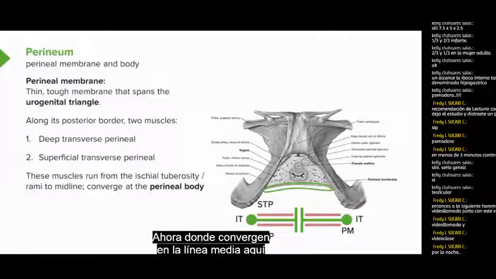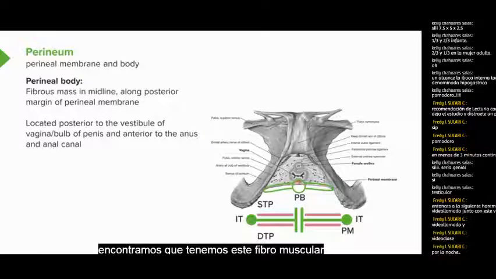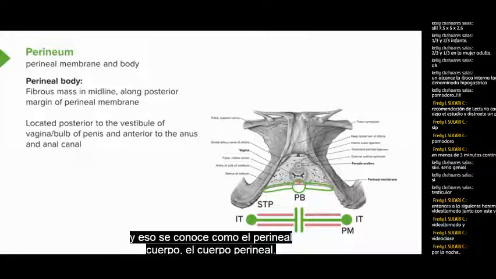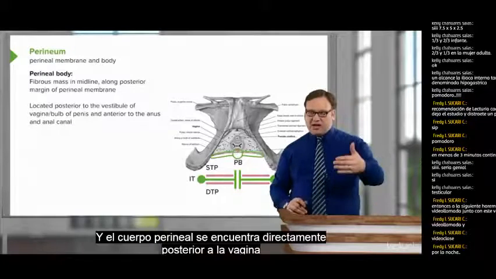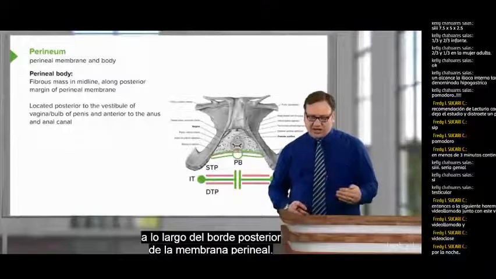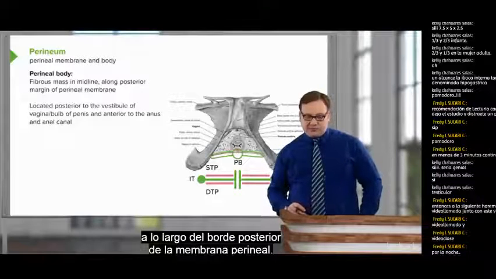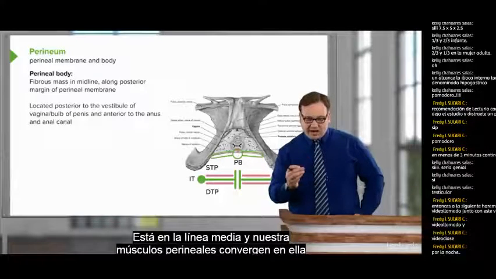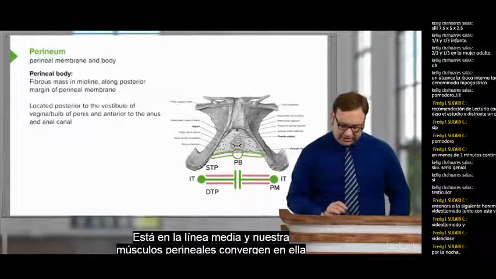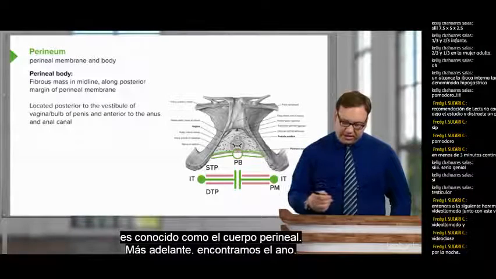Now, where they converge in the midline here, we find we have this fibromuscular structure, this fibrous mass, and that is known as the perineal body. The perineal body lies directly posterior to the vagina, along the posterior border of the perineal membrane. It's in the midline, and our perineal muscles converge into it. It's known as the perineal body.